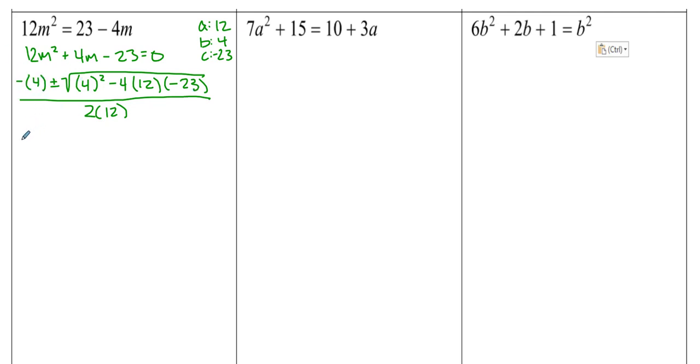Negative times 4 is negative 4, plus or minus. We got this radical. I already did this in my calculator, and it comes out to 1,120, which is a big number. And then we got 2 times 12, which is 24.